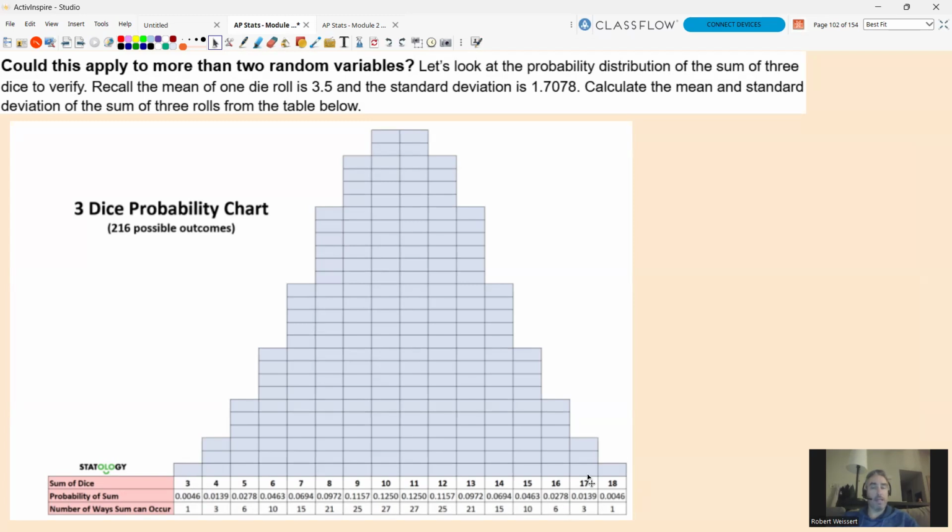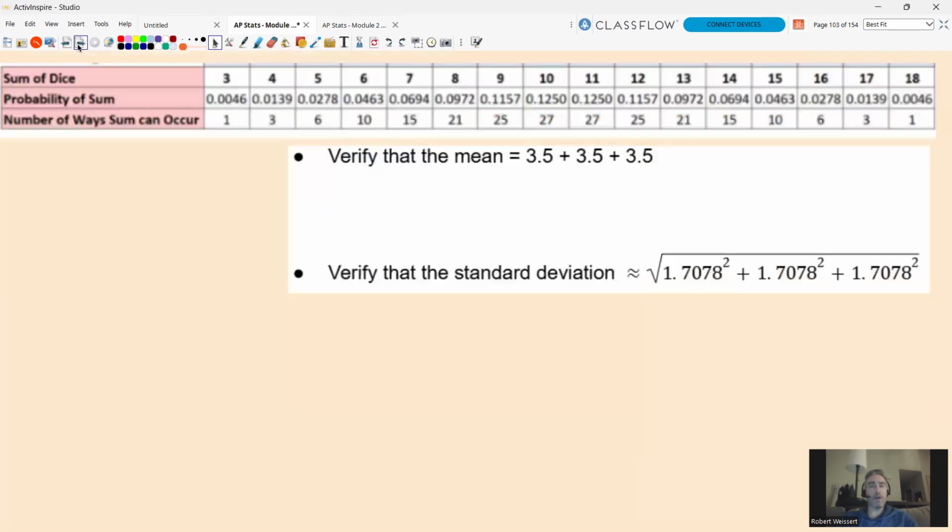So we got 3 to 18. There's only one that gives you 3 and one that gives you 18 because either 3 ones or 3 sixes. Here are the probability breakdown of them. We're going to verify that the mean is the 3.5s added together 3 times, and the standard deviation is each individual standard deviation squared, added together all 3 times, and then square rooted.